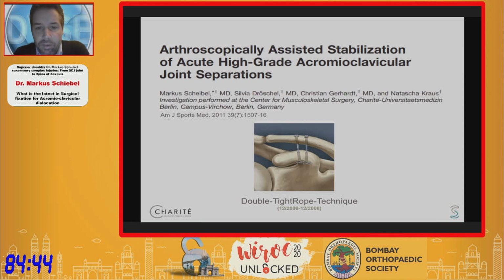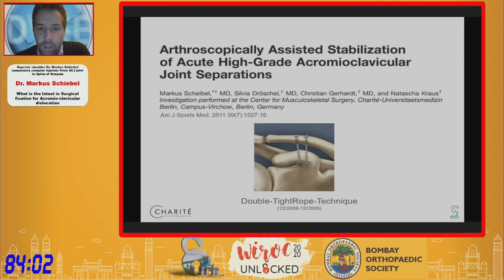We started in 2006 operating these patients with a tightrope system. Actually, from December 2006 until December 2008, we used an arthroscopic assisted double tightrope reconstruction. So we just did a stabilization of the CC plane and not of the AC joint. The clinical results were quite good. However, radiographic results were a little bit disappointing. We had around 50% persistent posterior translation of the clavicle using just a synthetic CC stabilization in acute AC joint instability.